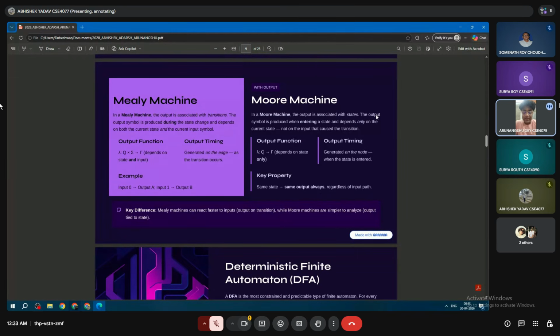Okay, so here, what is a Mealy machine and what is a Moore machine? In a Mealy machine, the output is associated with transitions. The output symbol is produced during the state change and depends on both the current state and the current input symbol. And in the Moore machine, the output is associated with states. The output symbol is produced when entering a state and depends only on the current state. Next slide, Abhishek.